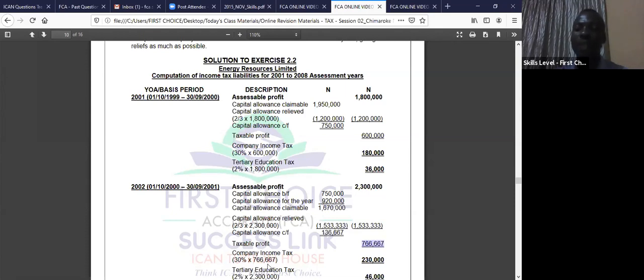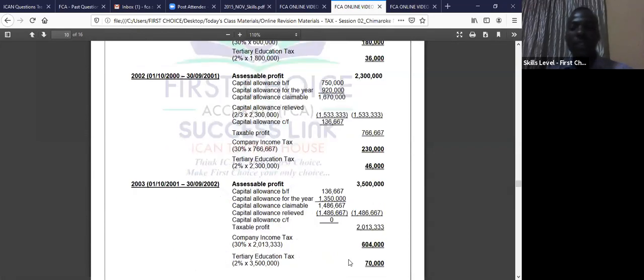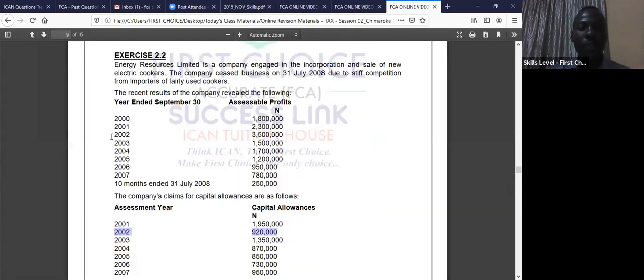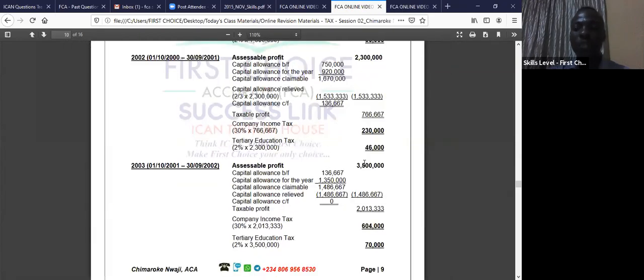And look at the tax here is 30% of this figure. You get this, 2% of assessable profits, you get your education tax. Now that's for 2002. The same pattern for 2003. You go again, in 2003, you'll be taking figure from year ending 2002 because it's preceding year basis, 3,500,000. And that's what we did.